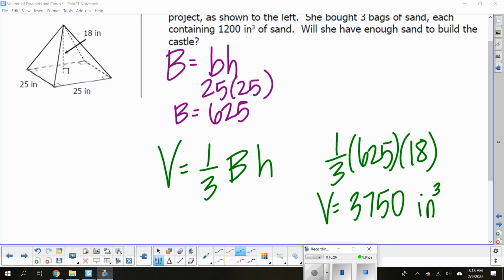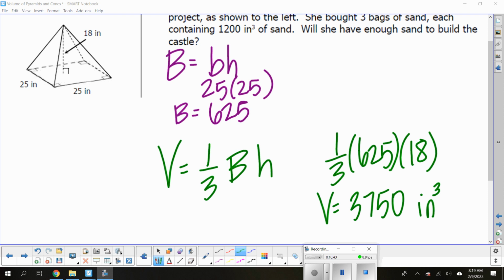Okay, so looking at this, I would take 25 times 25, which would be 625 for my base. I would use that and I'd do 1/3, 625 times 18, because that's the overall height of my pyramid, dropping down to the center of my base. And I would get 3,740.